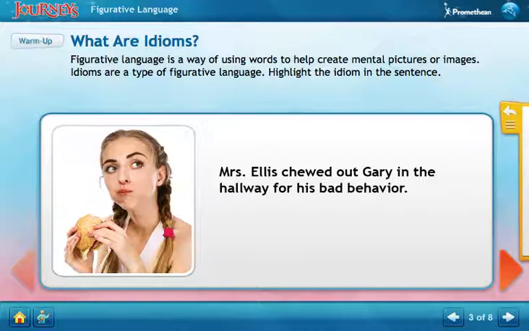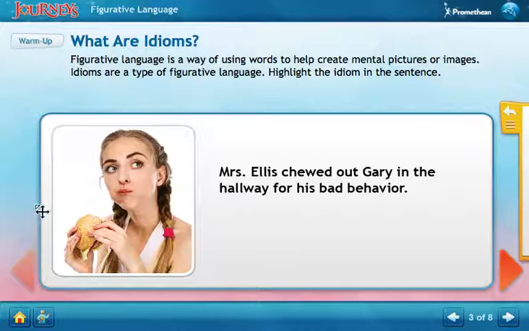Figurative language is a way of using words to help create mental pictures or images. Idioms are a type of figurative language. A couple of other types of figurative language that you have learned about, and we will discuss later on, are metaphors and similes. Those are also figurative language. Today we're going to be talking about idioms.